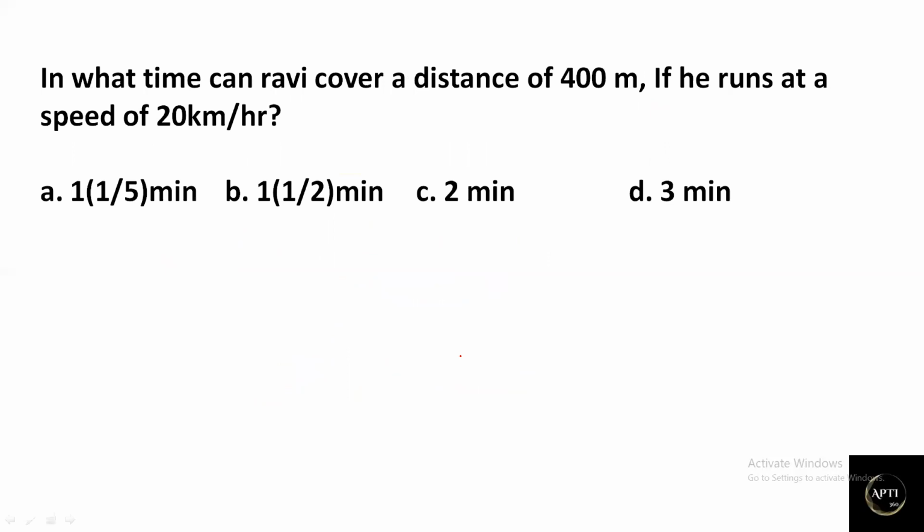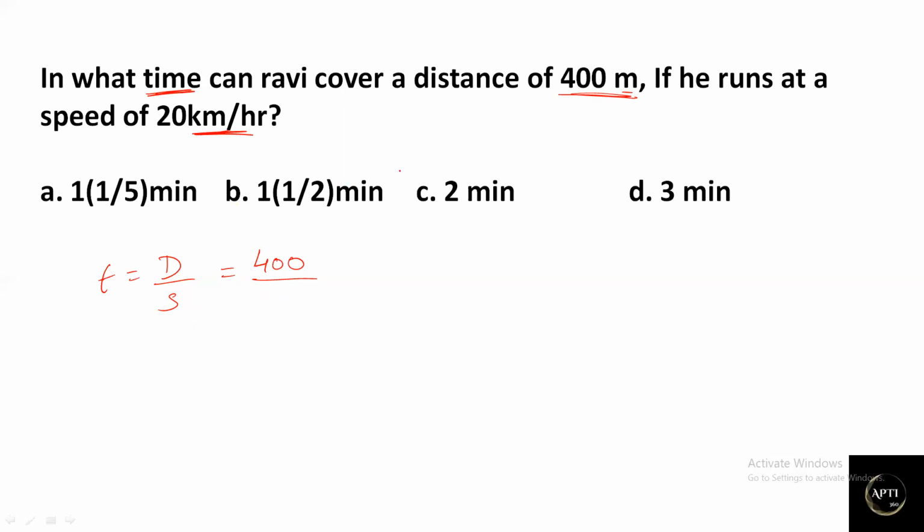Now, we'll look at the second question. In what time can Ravi cover a distance of 400 meters if he runs at a speed of 20 kilometers per hour? What they are asking is the time. We know that time is equal to distance divided by speed. Now observe the units, they are very important. The distance is in meters, but the speed is in kilometers per hour. Can I substitute directly, 400 divided by 20?